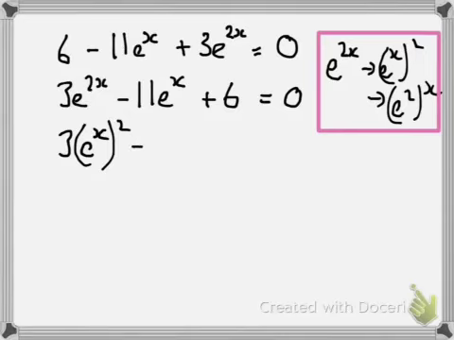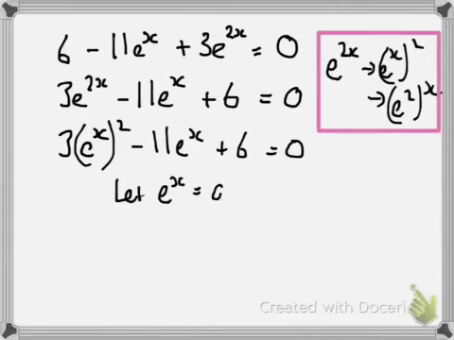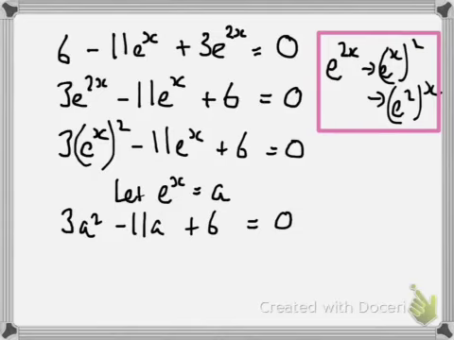So it's minus 11e to the power of x plus 6 equals 0. That's starting to look quadratic: a squared term, a middle term, and a number by itself. To get that into the form that I really want, I'm going to let e to the power of x equal a. So I'm going to make a substitution. I can now say this is 3a squared minus 11a plus 6 equals 0. And now I need to factorise this.